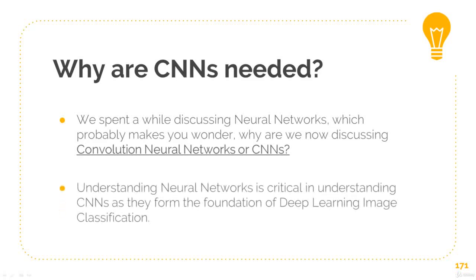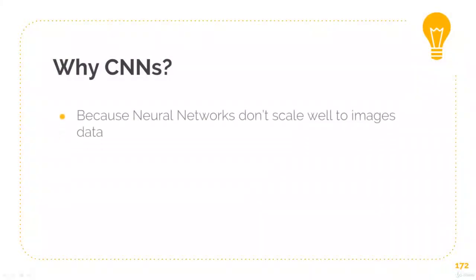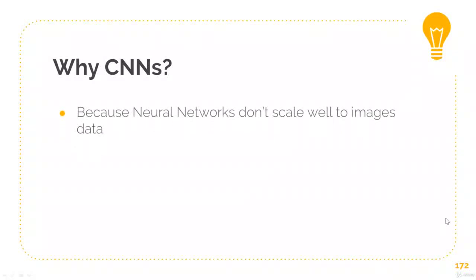Well, understanding neural nets is critical in understanding CNNs, as they form the same foundation for all deep learning types of networks. All of them require you to understand stochastic gradient descent, backpropagation, the training process, batches, iterations, all of those things. Basically, CNNs are just a different form of neural nets, and you'll find out why and how. So why CNNs? Mainly because neural networks don't scale well to image data.